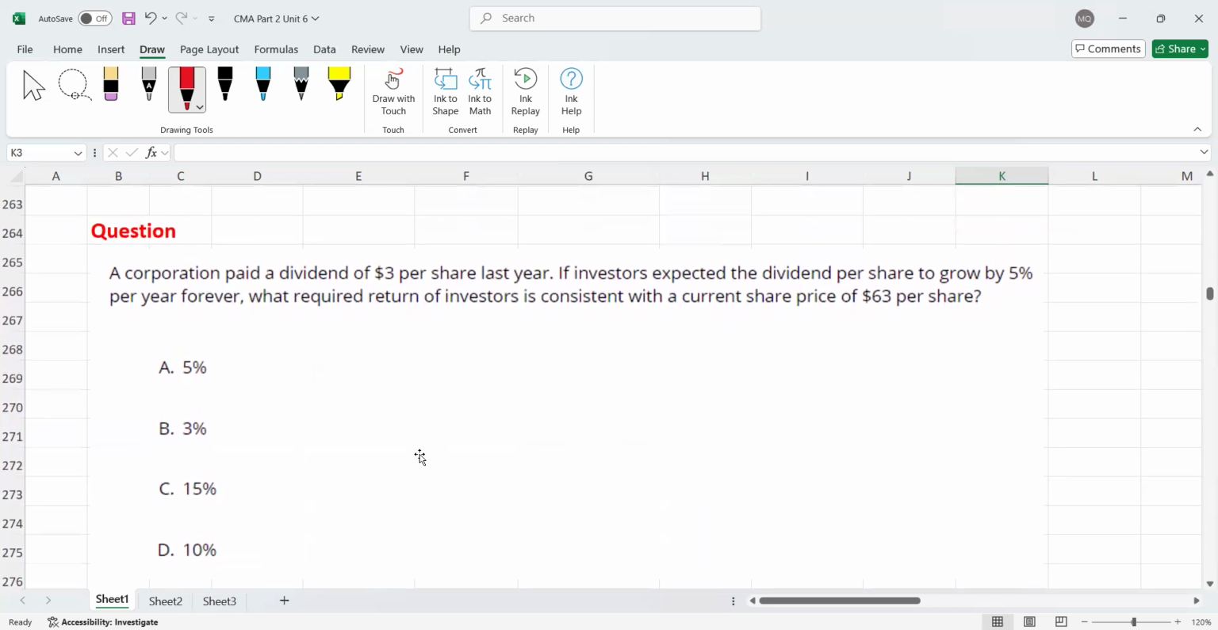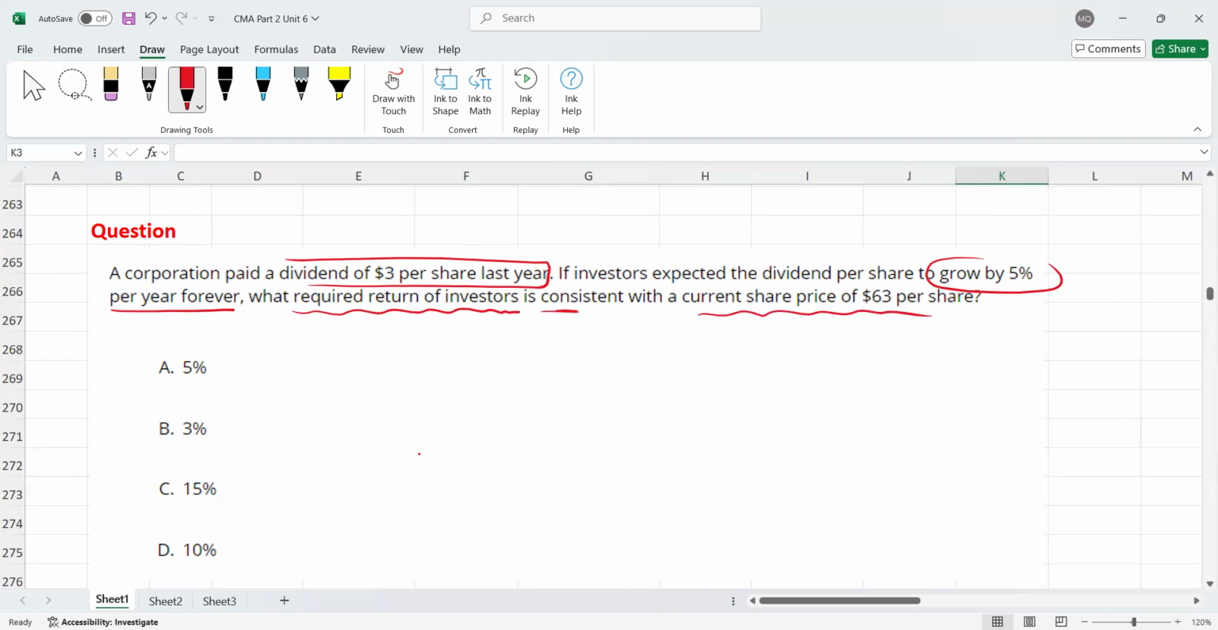It's not necessary that every time you will get straightforward questions. Sometimes questions might be reversed also. So I'm going to show one question. For example, our corporation paid a dividend of $3 per share last year. This is last year's dividend. And investors expect that dividend per share to grow by 5%. This is the growth rate per year forever, growth for infinity. What required rate of return is consistent with the current share price of $63?